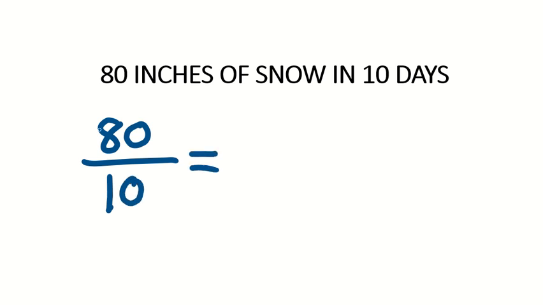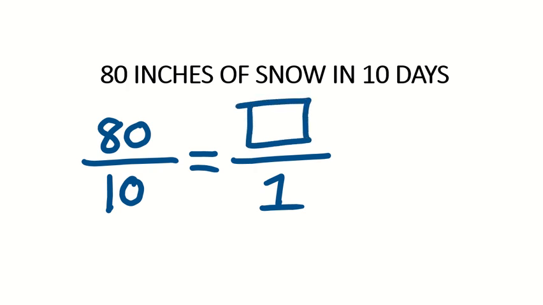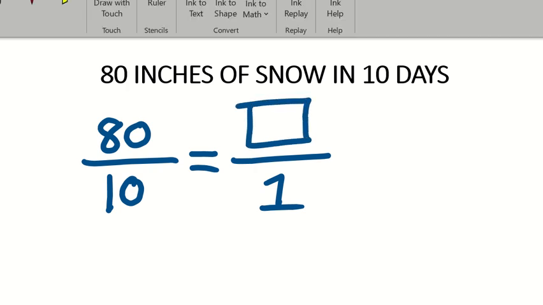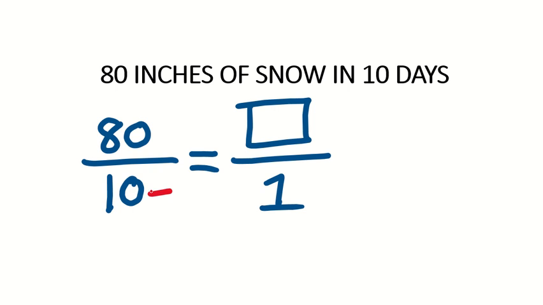I want to figure out how many inches of snow I got per one day. So I've set it up lovely like so. And I ask myself, what do I need to do to this 10 to turn it into a 1? Well, just divide it by itself. And then, of course, what I do to the bottom, I got to do to the top. And 80 divided by 10 is 8, which means I got 8 inches of snow per day.